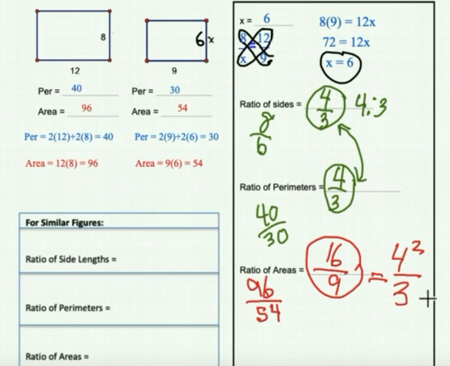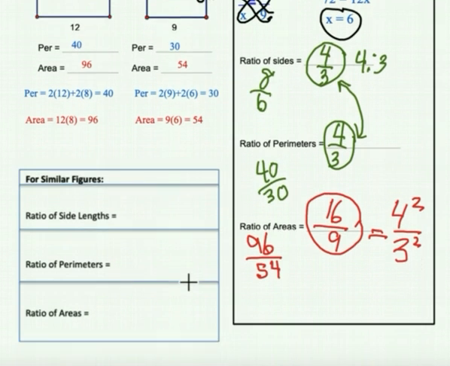So if we square both the 4 and the 3, we'll get the ratio of the areas. And that makes sense because for every 4 units on the side here, there's 3 units here. So that means for every 4 by 4 square here, I'm going to have a 3 by 3 square here. So for every 4 by 4, or 16 square units, on this figure, I'll have a 3 by 3 square, or 9 square units, on the smaller figure.